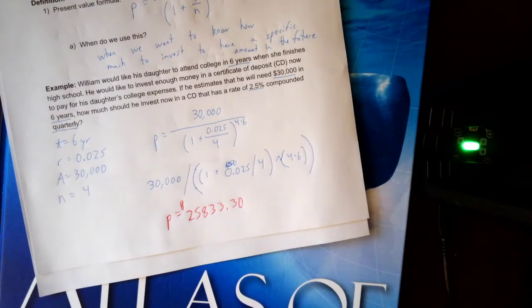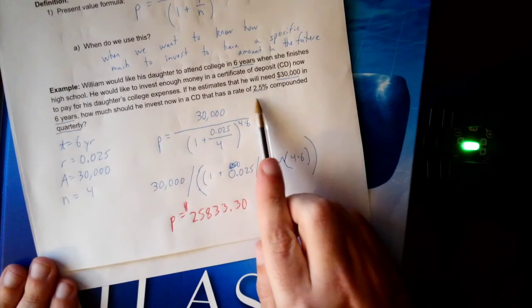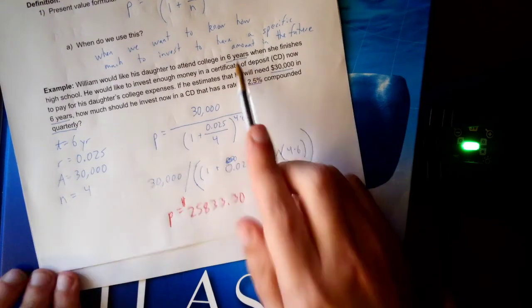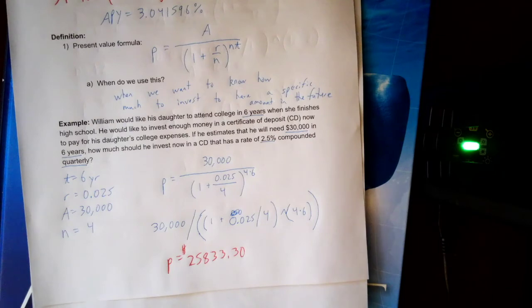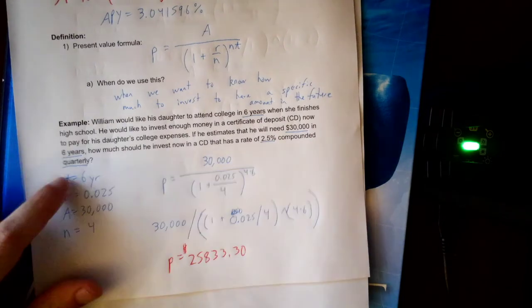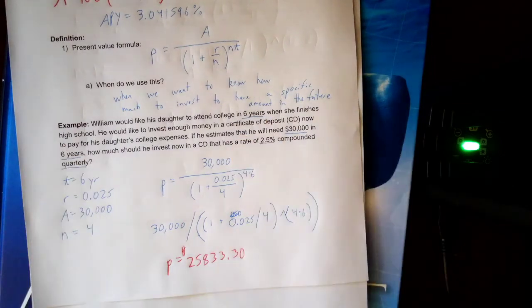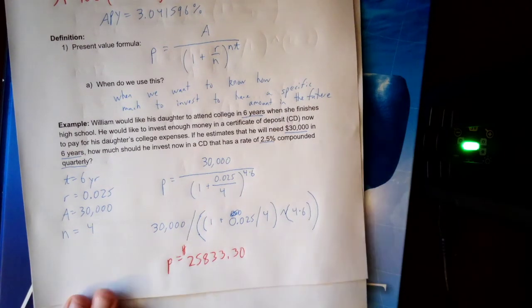He needs to invest $25,833.30 at this time. That should make sense. This is a low interest rate, and it's a low period of time. The longer you leave an investment, the stronger the interest becomes. 6 years is a small time frame to start saving money. He most likely should have started saving maybe 10 years before that. 16 years ago might give him a better savings, right? The longer you invest, the less you have to invest initially, right? The longer period of time. But this is how much William would need to invest.